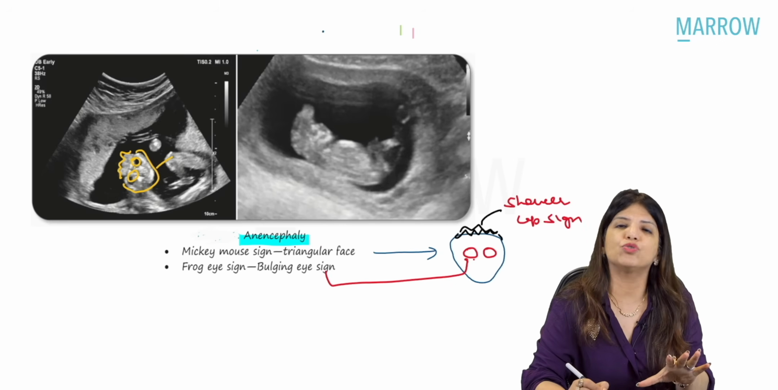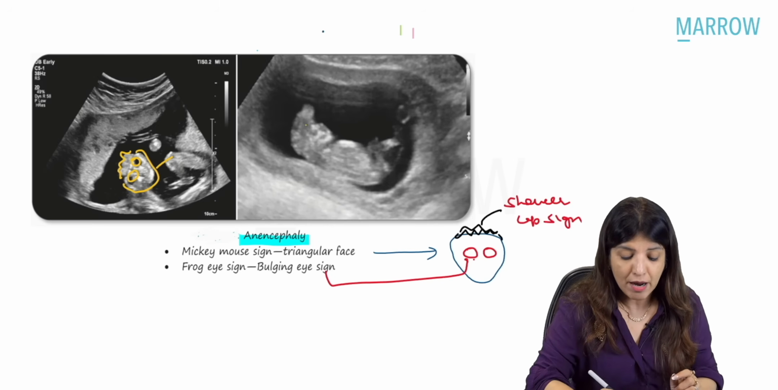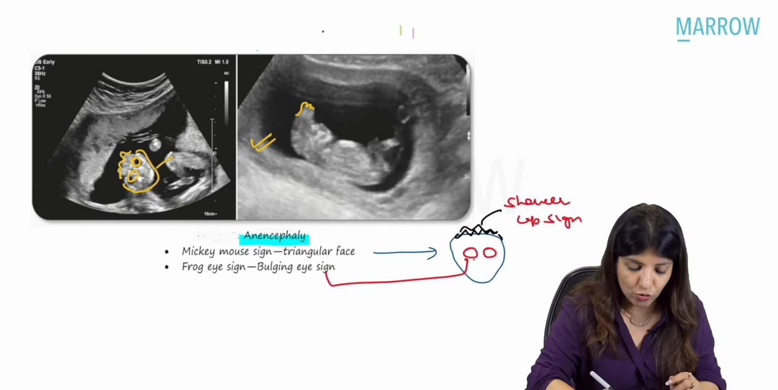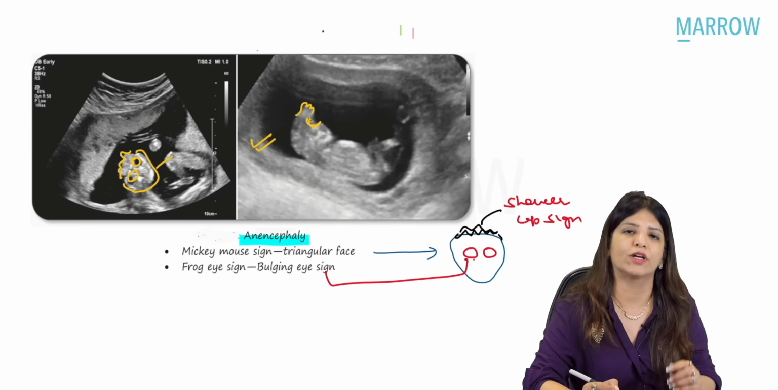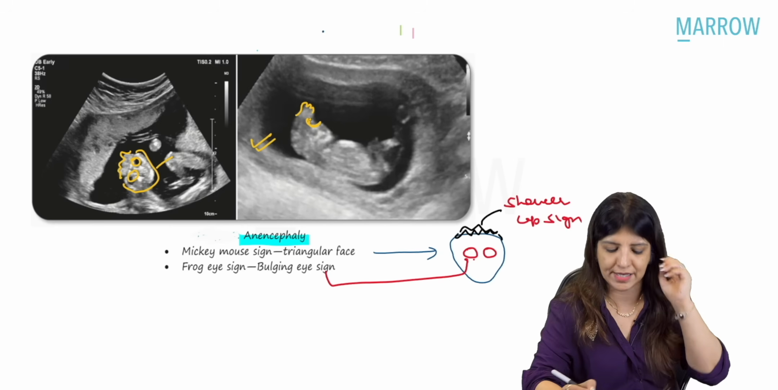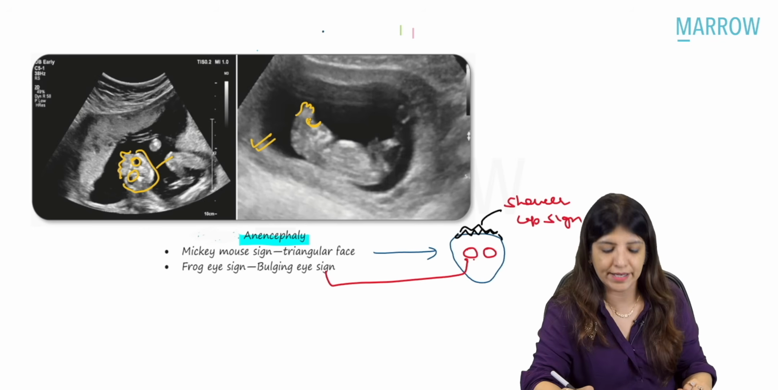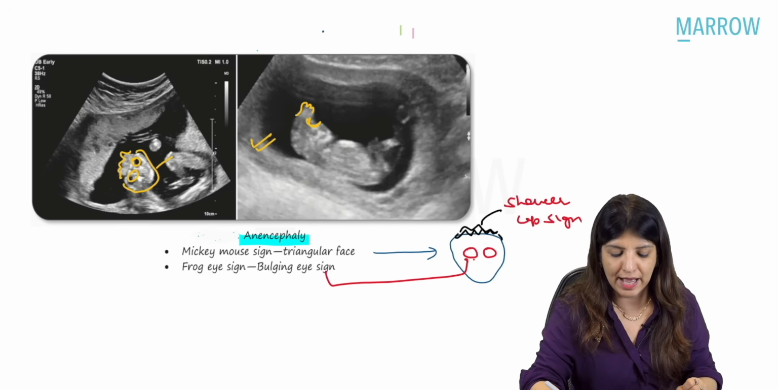It is very easy to distinguish this on ultrasound if this ultrasound is given. But sometimes you are given this view. In this view, what you have to see again over here, this is the shower cap sign, and you can see deep eye sockets which indicate that yes, the eyes are big and bulging, and that is what is called the frog eye sign. So these are the signs which you get on ultrasound in anencephaly.